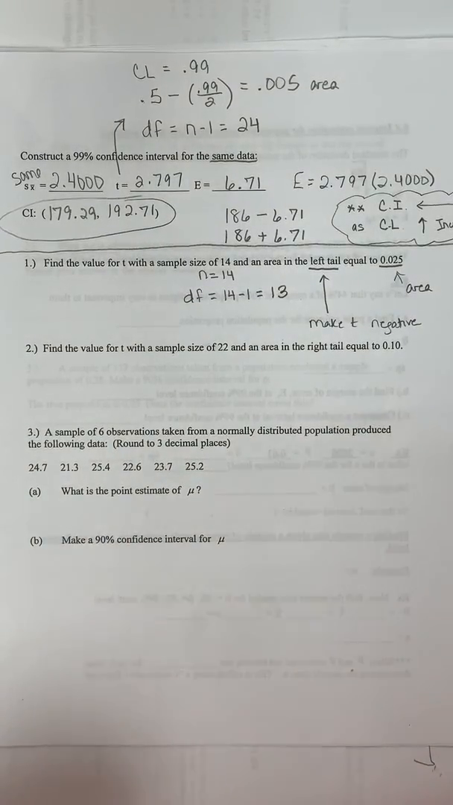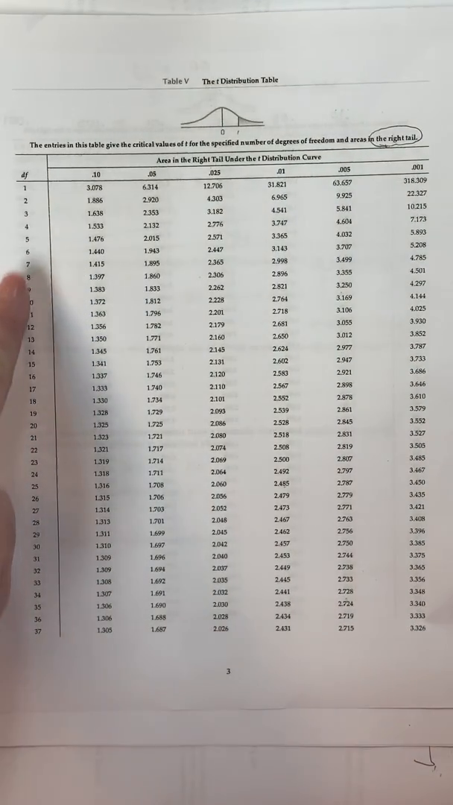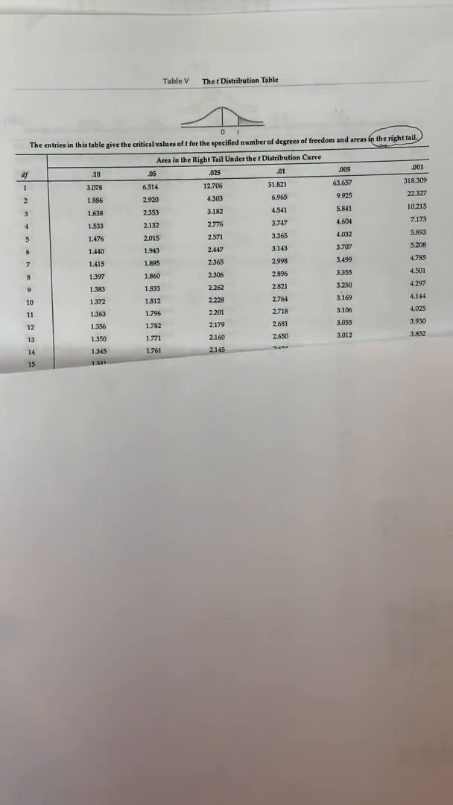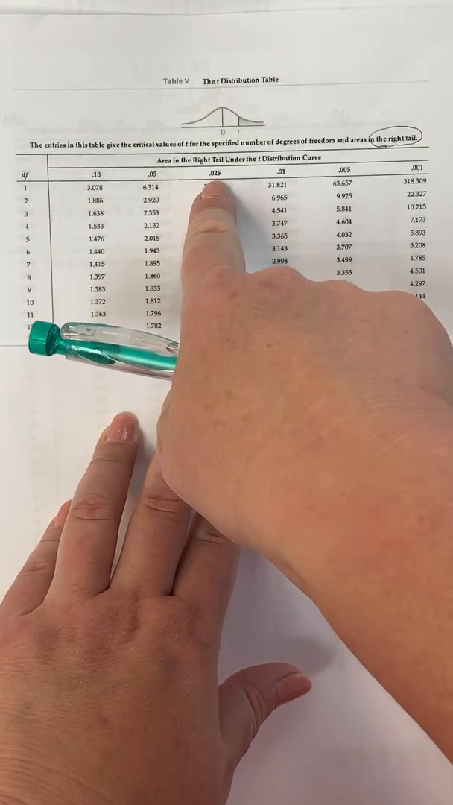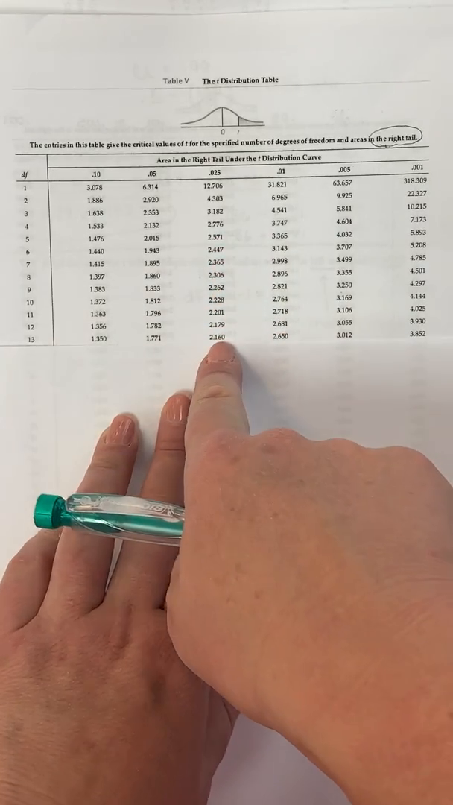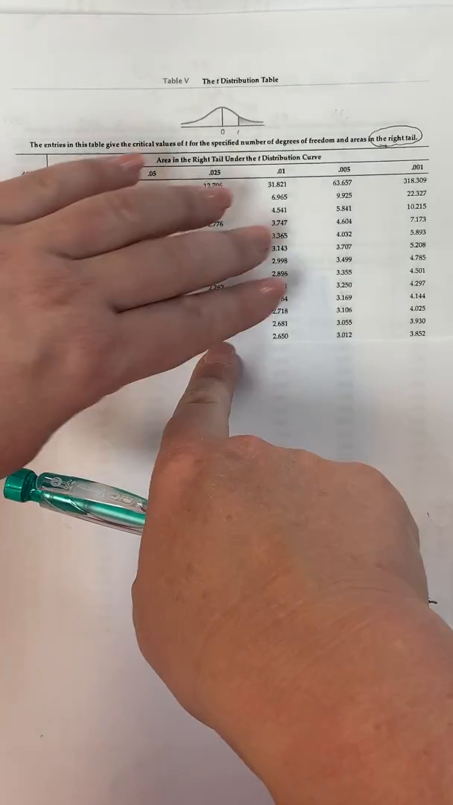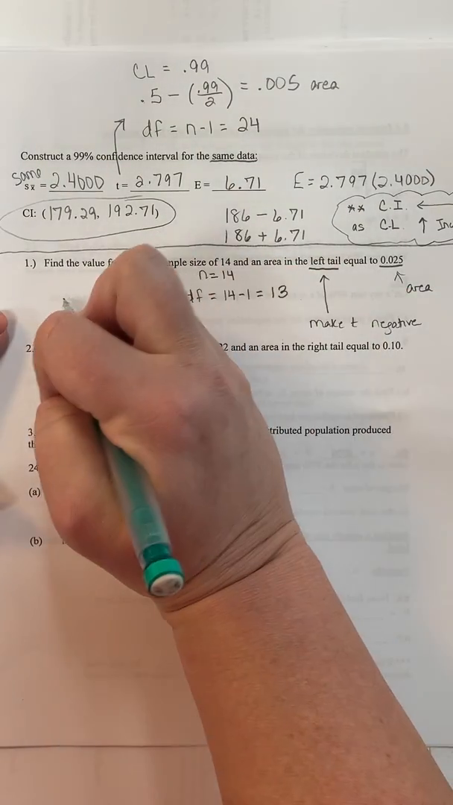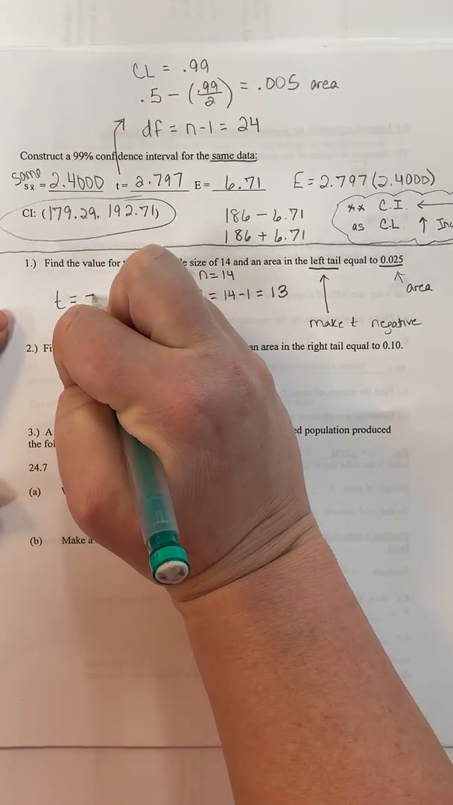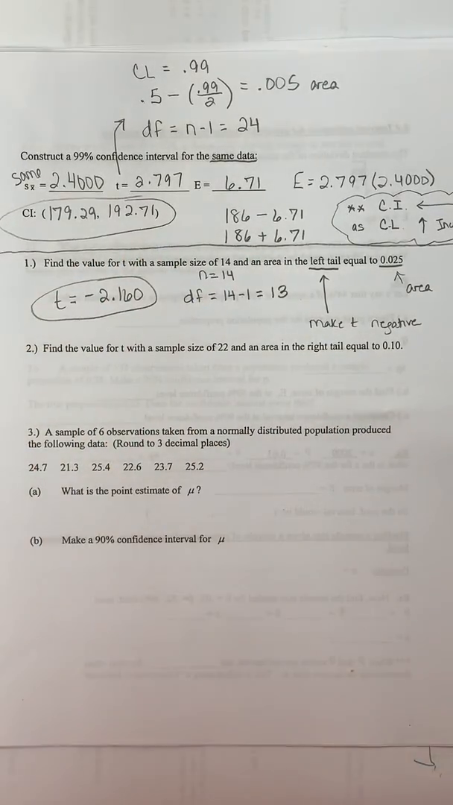Okay, so I'm going to go to my chart. I'm going to go down degrees of freedom until I get to 13. I'm going to go across until I find the area I'm looking for, the 0.025. Here we go. 2.160. Remember, these are all the positive versions because they're in the right tail. So instead of positive 2.160, our answer is going to be negative 2.160. And that's our answer.